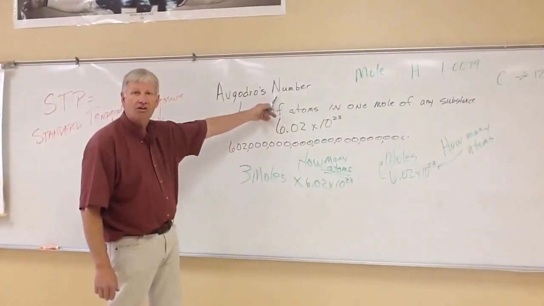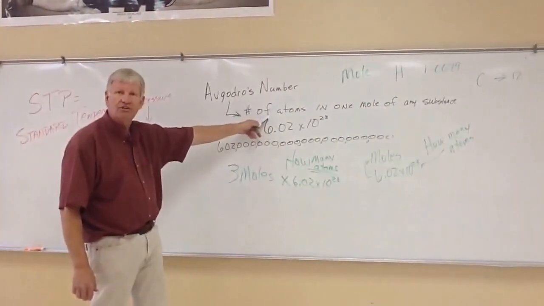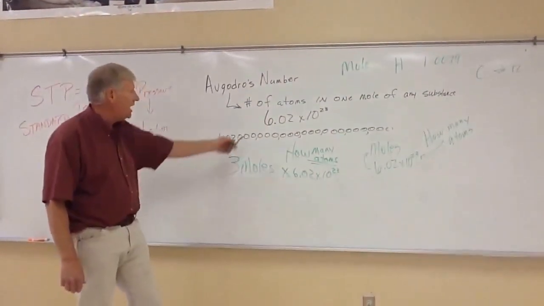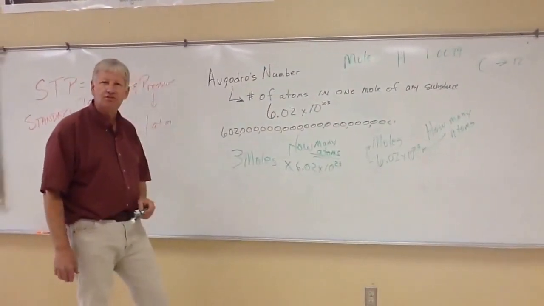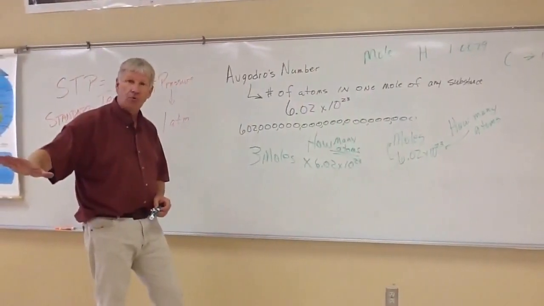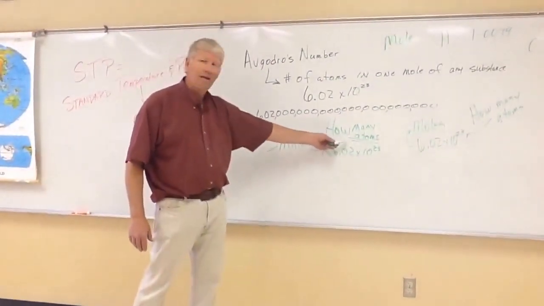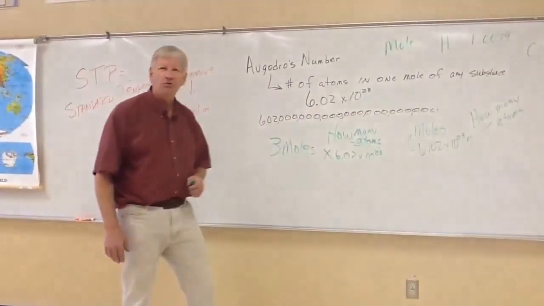On your next test, I will ask you, what is Avogadro's number? It's the number of atoms in 1 mole of any substance, and I will ask you for the value of that, and you'll tell me 6.02 times 10 to the 23rd. When you get to a lab coming up that talks about the number of moles and number of atoms, you'll calculate moles, and then it will ask you how many atoms, and you'll multiply it times Avogadro's number.